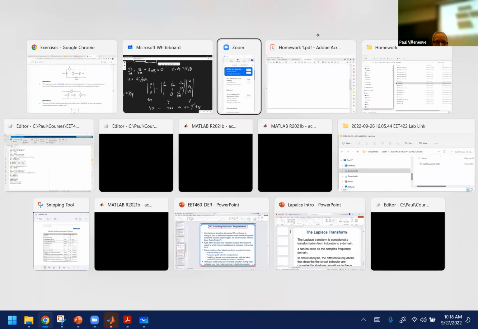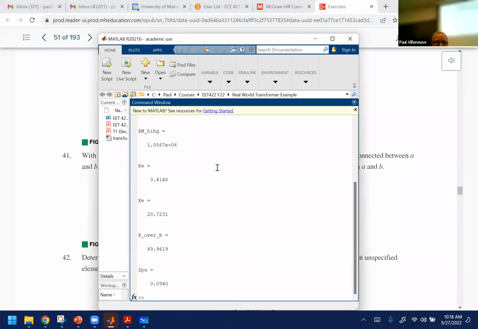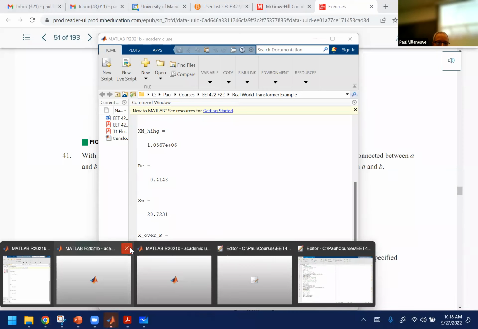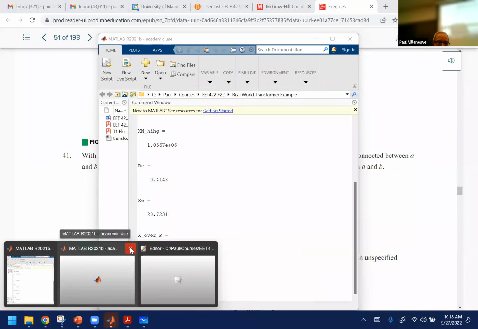Where is MATLAB? I think I'm doing SRC. I'm not sure why I have 10 versions open. Let me just clear out some MATLAB stuff.